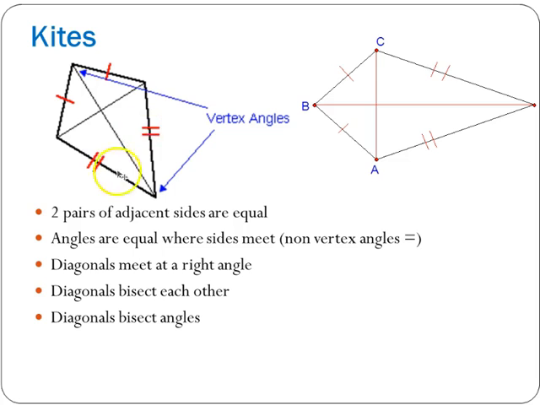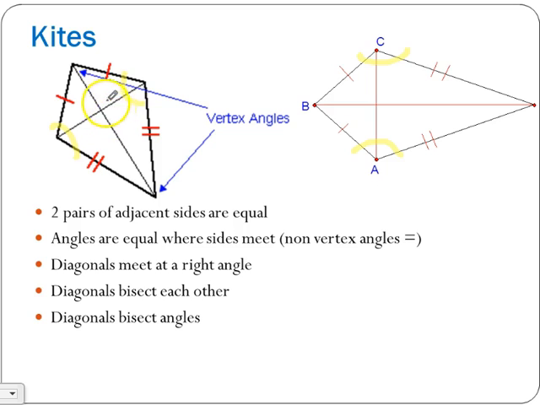We've got 2 pairs of adjacent sides that are going to be equal. So your adjacent sides would be equal. You can see here. The angles are equal where the sides meet. So our non-vertex angles, that's going to be the only place that we have congruent angles, our non-vertex. So where the sides meet, the non-vertex angles are going to be congruent.